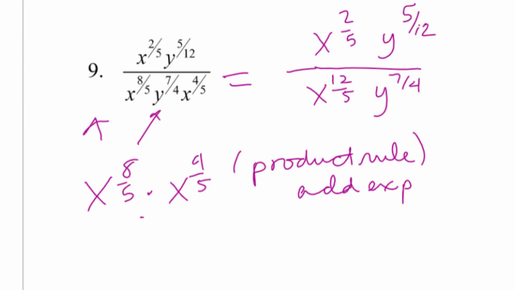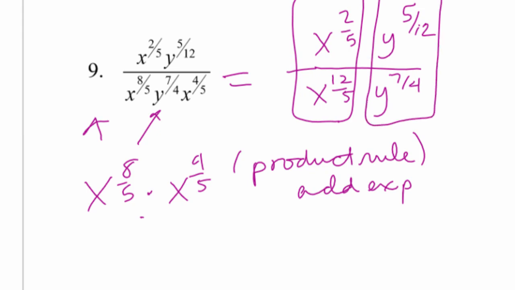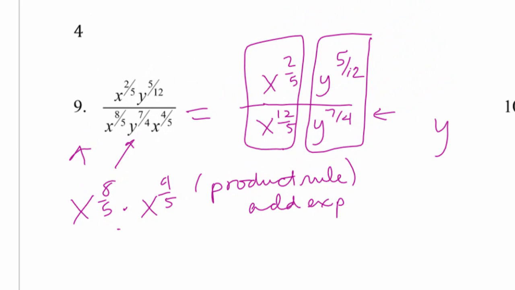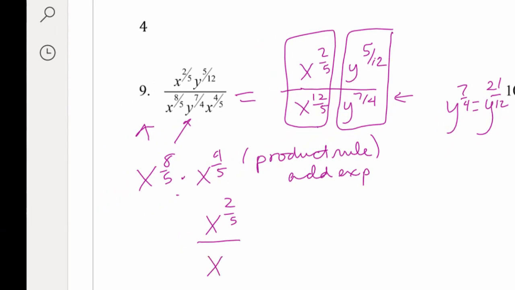Now we're going to use quotient rule. With the x's, it's not bad because they have common denominators, but with the y's, we are going to need a common denominator, and the common denominator between 4 and 12 is 12. So we're going to need to change this one, right? y to the 7/4 is y to the 21/12, right? Multiply top and bottom by 3. So here's what we've got so far. x to the 2/5 is going to be divided by x to the 12/5. Right? So those are my x's.